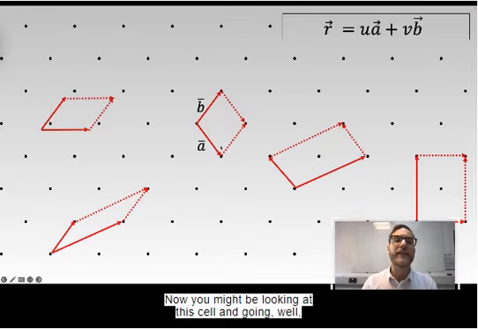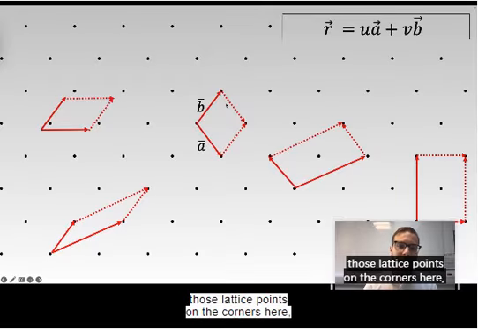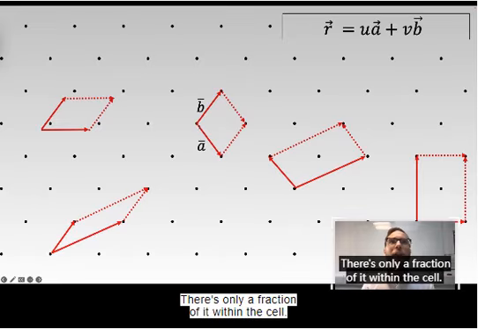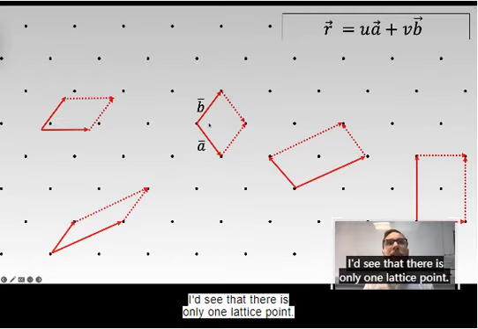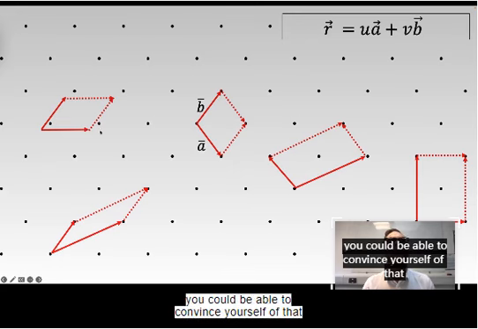Now, you might be looking at this cell and going, well, how have I only got one lattice point within this? Well, if you think about each of those lattice points on the corners here, only part of them is actually within the cell. There's only a fraction of it within the cell. And if I added up those fractions, I'd see that there is only one lattice point. And actually, if you just translate it ever so slightly, you could be able to convince yourself of that.